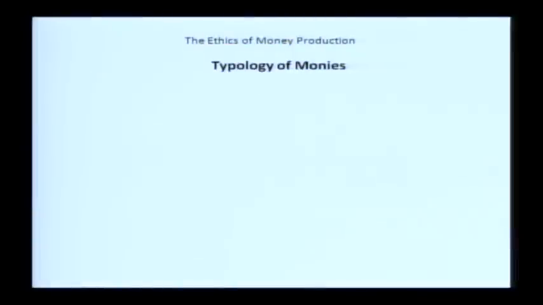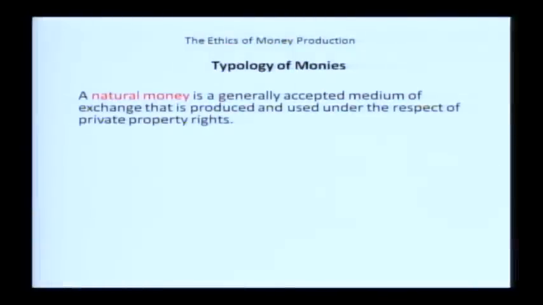So let's turn to natural monies. We'll start off with a quick typology of monies and a few definitions. A natural money is a generally accepted medium of exchange that is produced and used under the respect of private property rights. Now, what are, concretely speaking, natural monies? Typically, we have here commodity monies, and speaking of commodity monies, in particular, the precious metals.